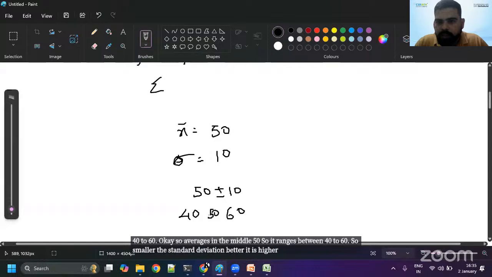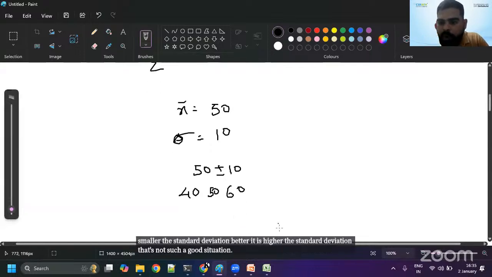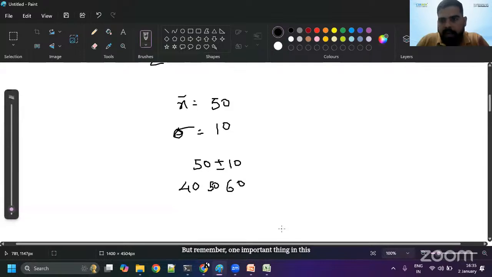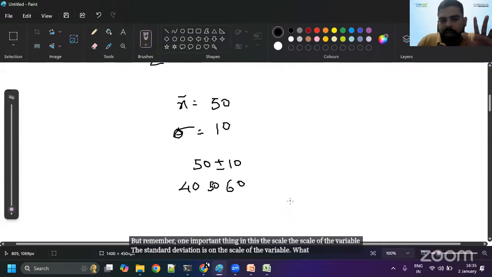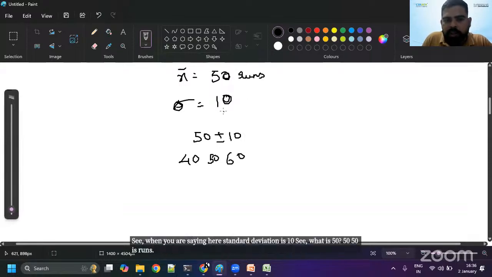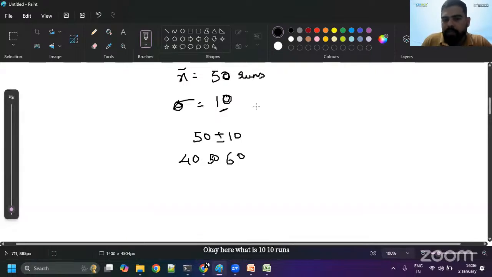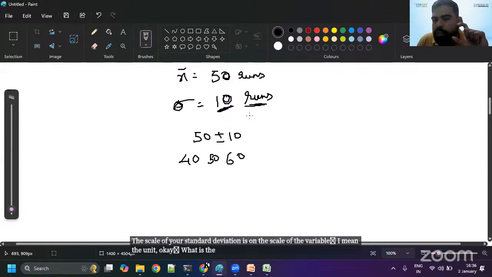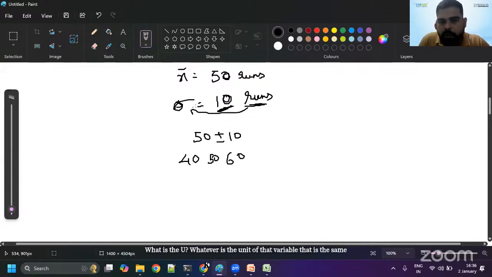Higher the standard deviation, that's not such a good situation. But remember one important thing: the standard deviation is on the scale of the variable. What do I mean by that? When you are saying here standard deviation is 10, 50 is runs, and here 10 is 10 runs. So the scale of your standard deviation is on the scale of the variable, I mean the unit.